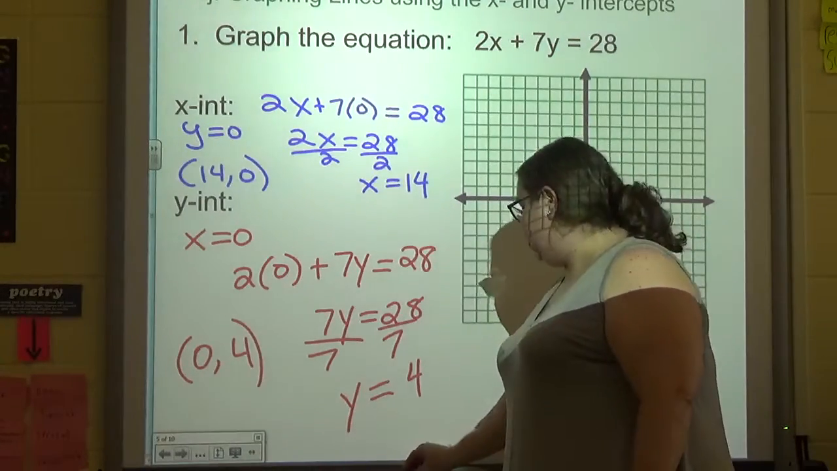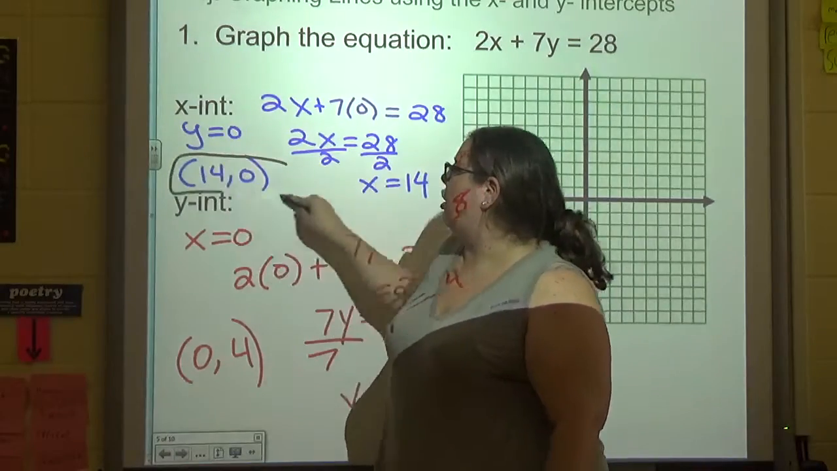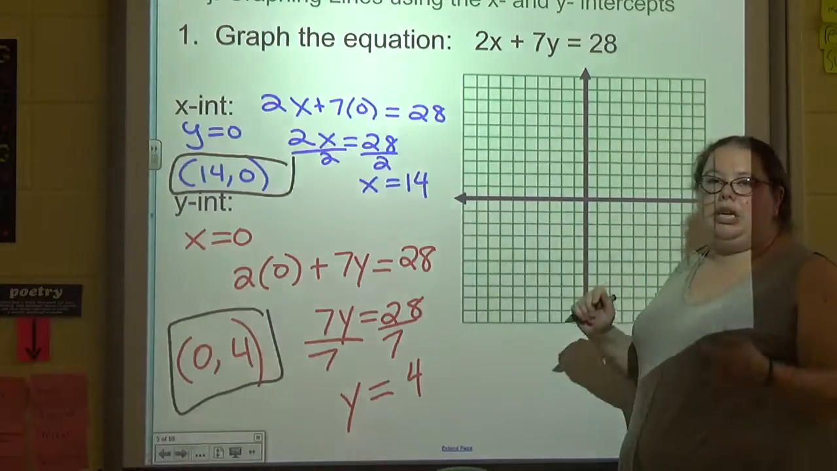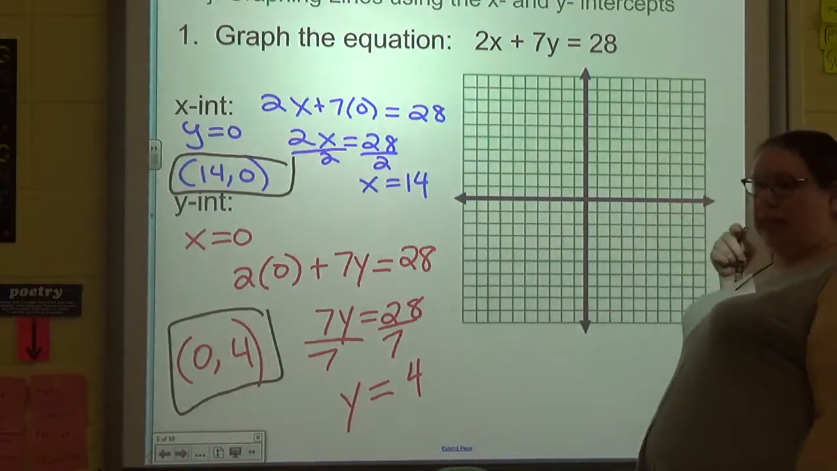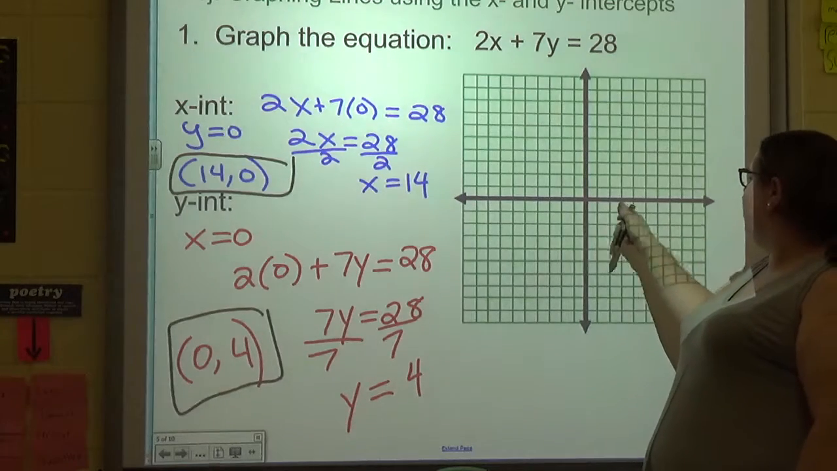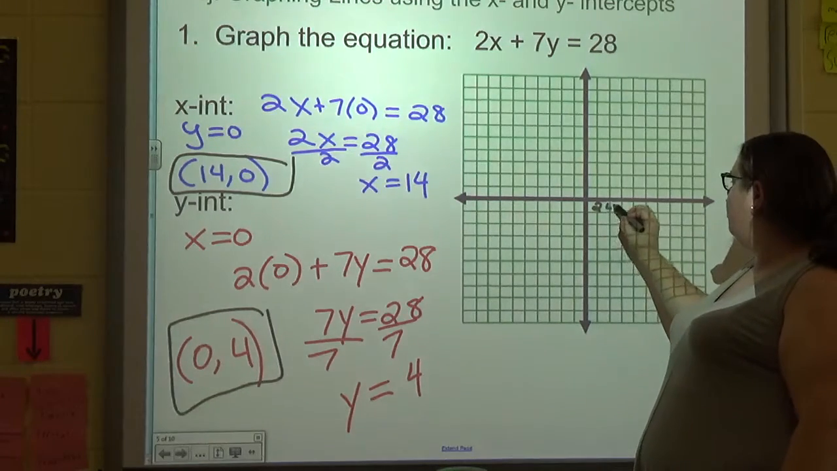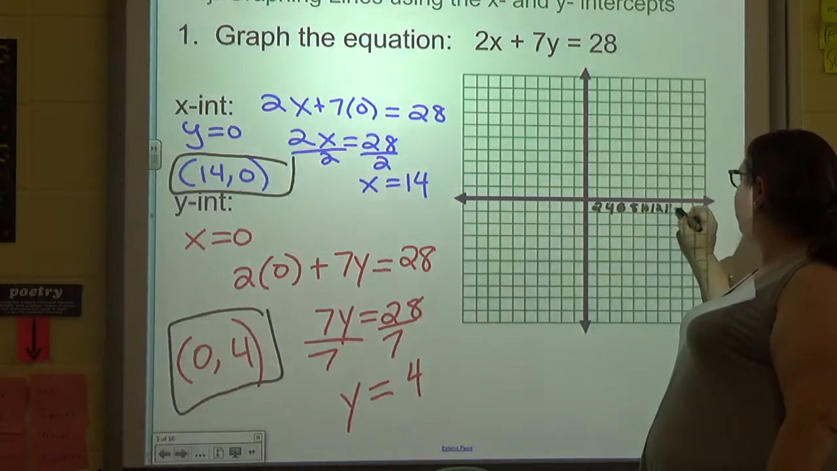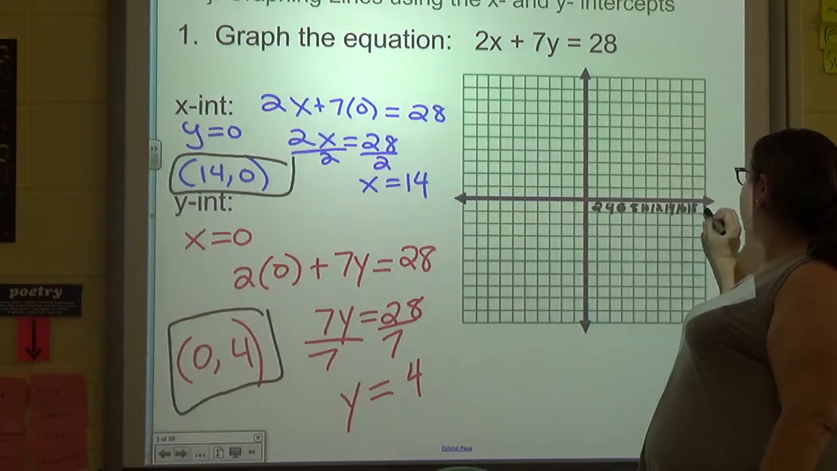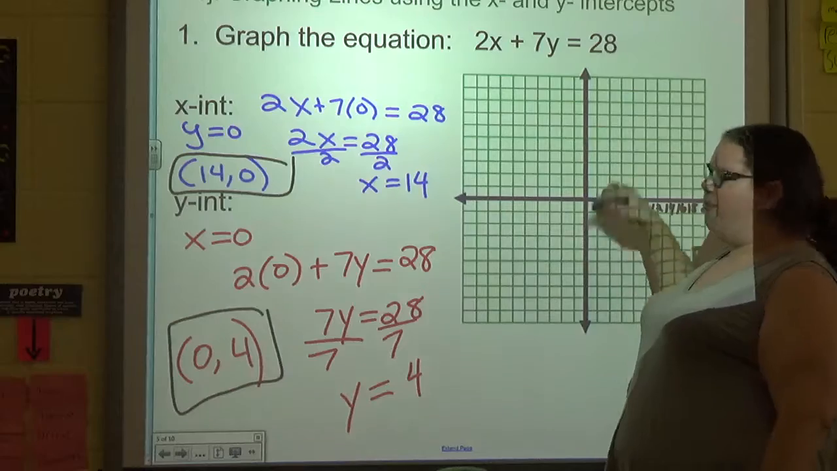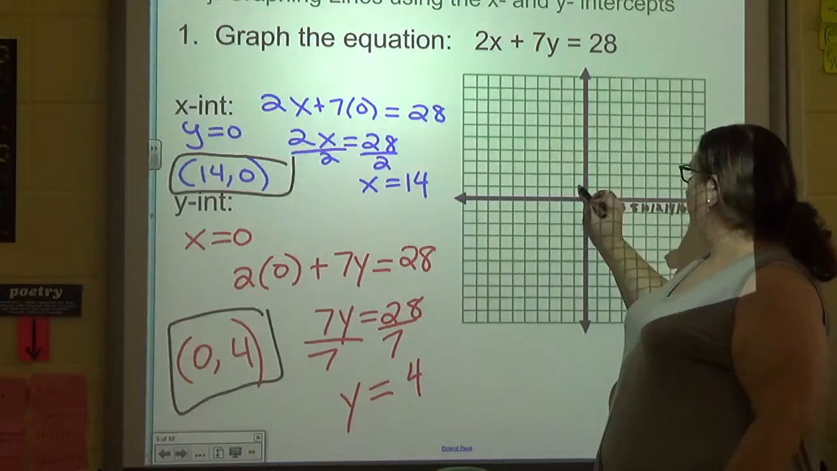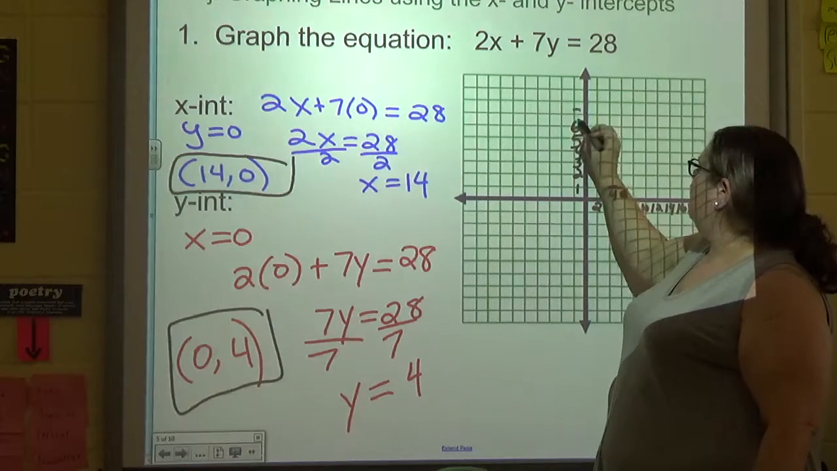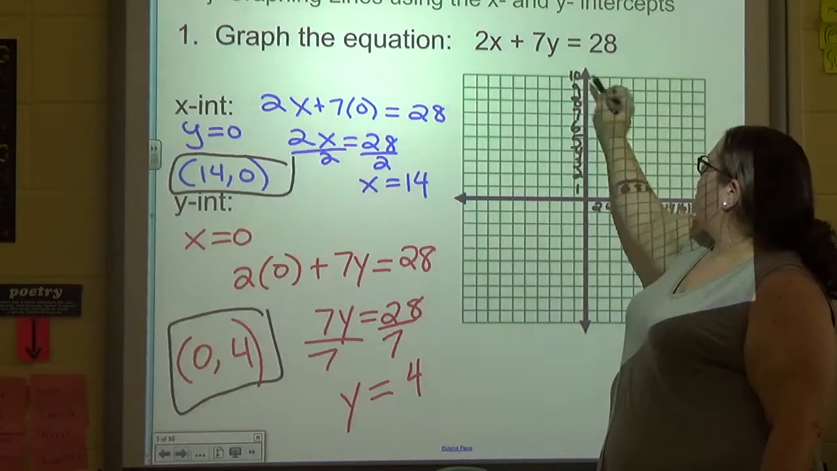So we're going to now use these 2 points to graph our line. Now notice my x-intercept is 14. Mine only goes up to 10. So that means I'm going to have to scale this a little bit. So instead of going up by 1s, I'm going to write in 2: 2, 4, 6, 8, 10, 12, 14, 16, 18, 20. And then up and down, I'm going to leave it. We're good with 4. 1, 2, 3, 4, 5, 6, 7, 8, 9, 10.